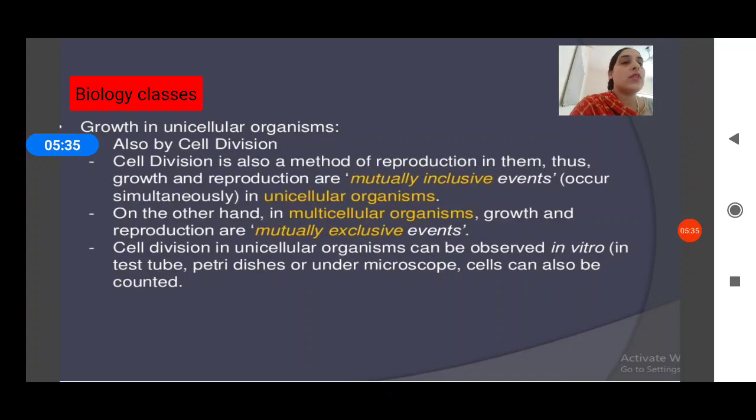What is the meaning of this? Mutually inclusive means two events that are dependent in some way on one another. Now, on the other hand, in multicellular organisms, growth and reproduction are mutually exclusive events. What is the meaning of exclusive? It means that they can't occur at the same time, simultaneously.